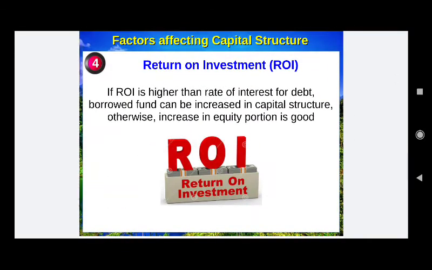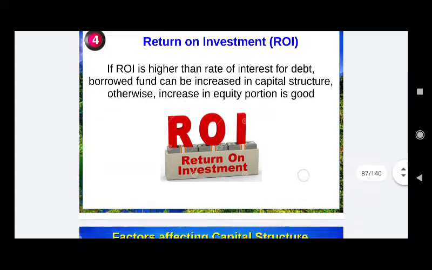Fourth factor, return on investment. If ROI is higher than the rate of debts, borrowed funds can be increased in the capital structure, otherwise an increase in the equity option is good. Whenever our return on investment, meaning earning profitability, is more than the debt interest, then we will always try to go for debts instead of equity capital.